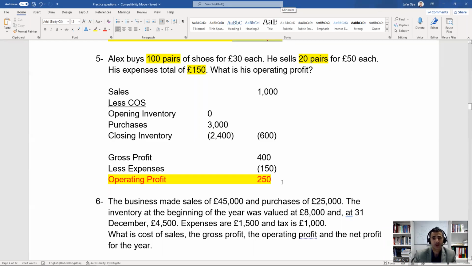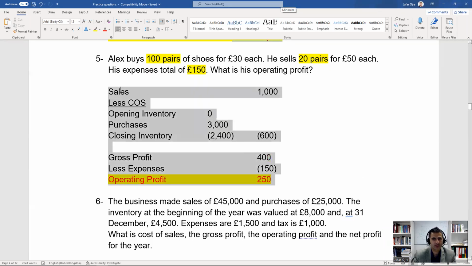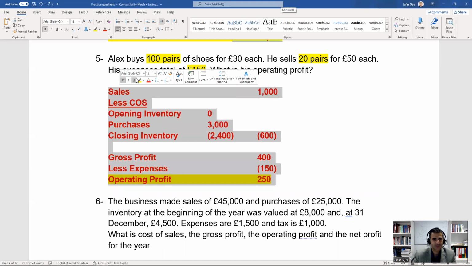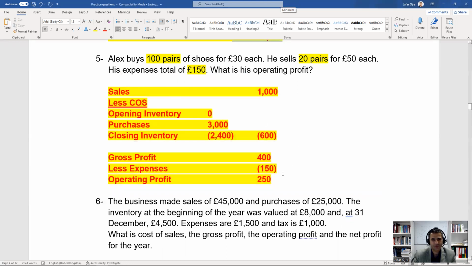£250. So be careful: you need to understand the difference between gross profit, operating profit, or the net profit, because it depends on what the question asks you. They might ask you to calculate the gross profit, or the question might ask you to calculate operating profit, or the net profit. So it really depends. Okay, perfect.